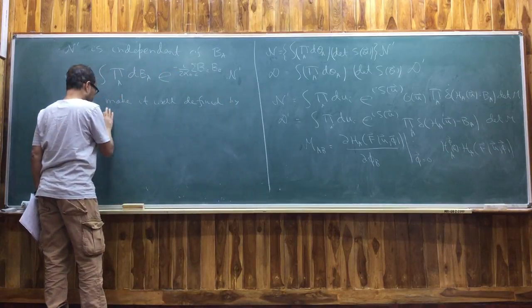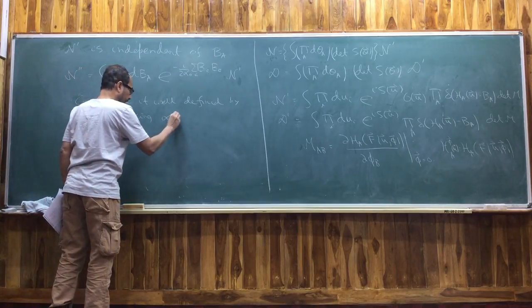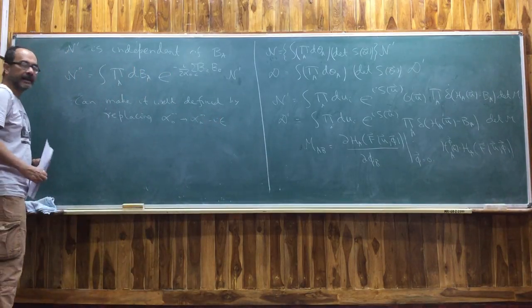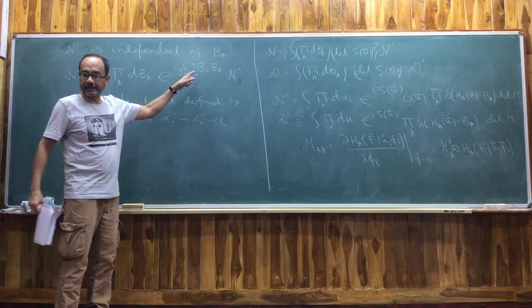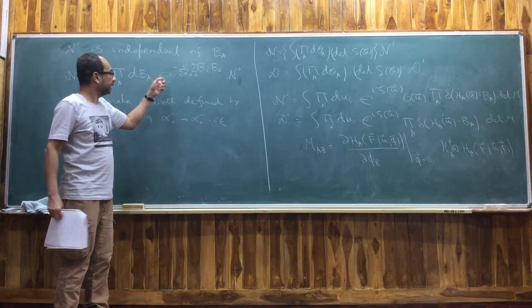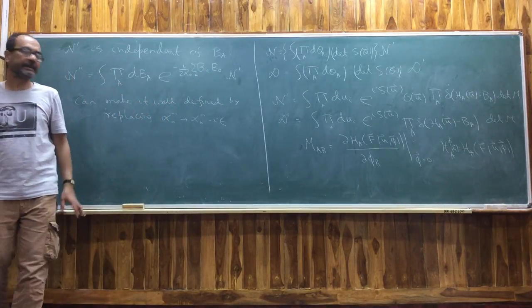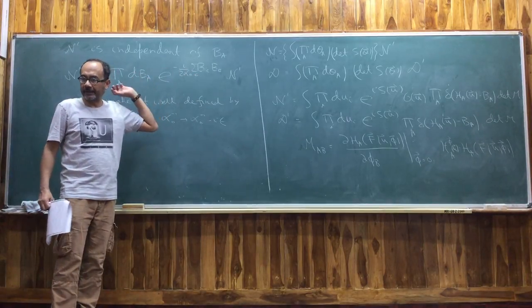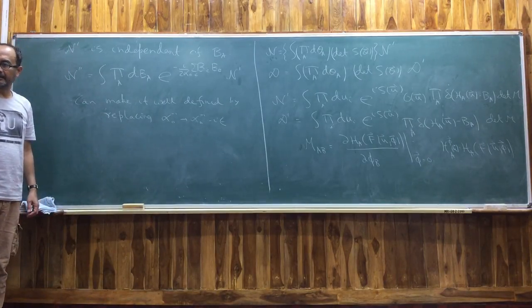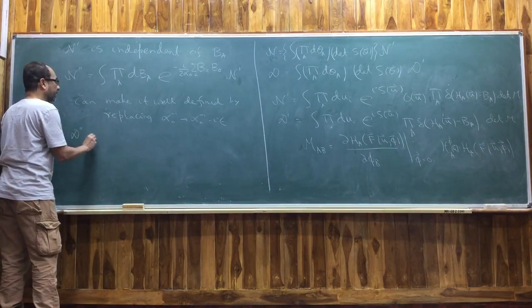Replacing alpha naught inverse by alpha naught inverse minus i epsilon, where alpha naught is some real number: this is oscillatory, but with that replacement you get a convergent piece, minus epsilon BC BC, so that's certainly convergent. So you can make this well defined, and in the epsilon goes to zero limit, this is perfectly well defined. Is this clear? We define D double prime in the same way.